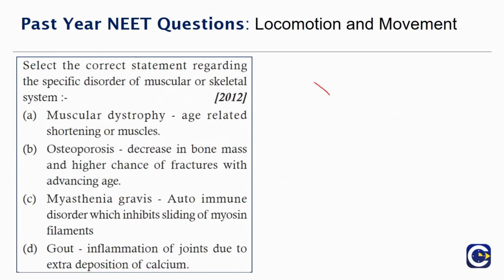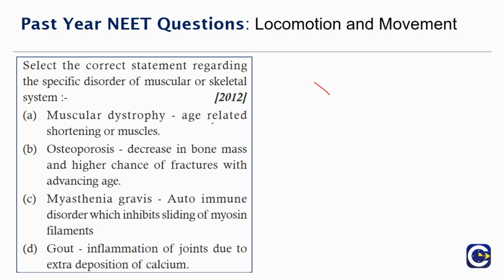Select the correct statement regarding the special disorder of muscle or skeletal system. Muscle dystrophy, age-related shortening of muscle. Osteoporosis, decrease in bone mass and higher chance of fracture while advanced aging. Myasthenia gravis, autoimmune disorder which inhibits sliding of myosin filaments. Gout, inflammation of joints due to extra deposition of calcium.